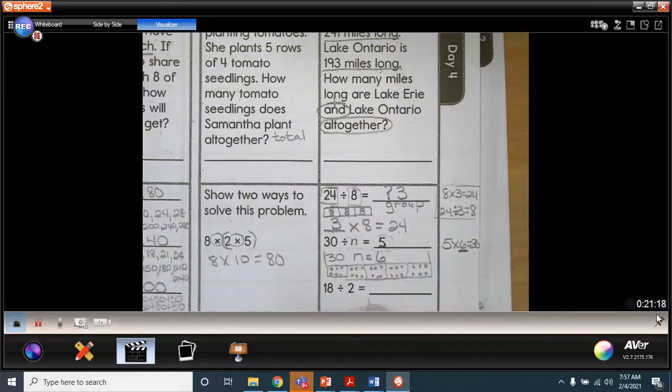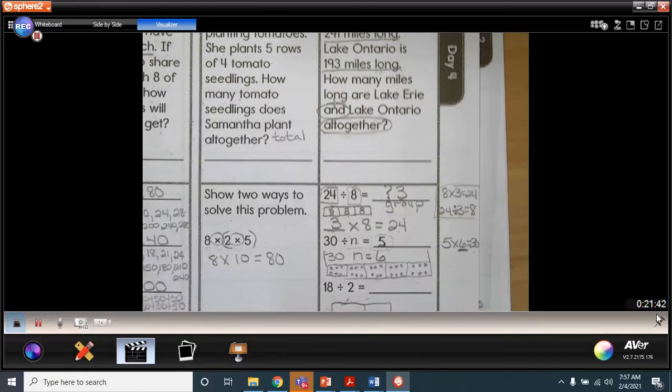And finally, 18 put into 2 groups. Well, if I have 2 groups, but I don't know how many are in each group, but I know that it's equal to 18, well, what could I put in here to give me 18? Well, I can't put 10 because 10 and 10 makes 20. So this wouldn't be 10, or excuse me, this wouldn't be 8. Right, it wouldn't be 10. What could it be? Well, we couldn't put 7 because 7 and 7 is 14.